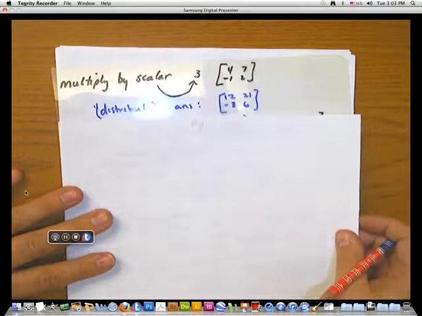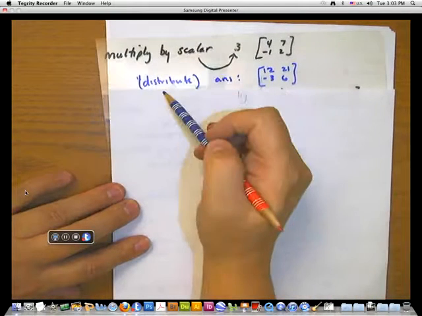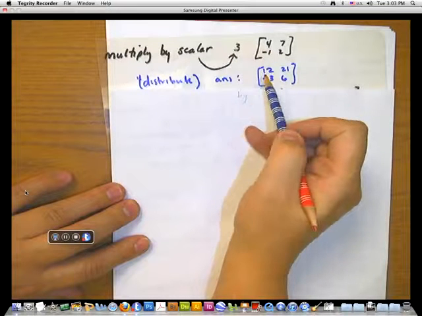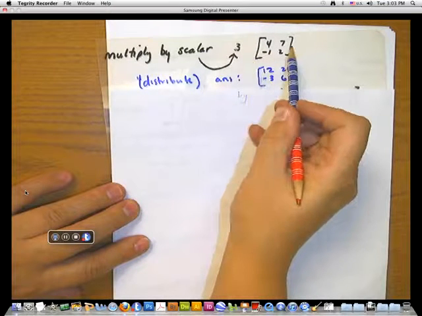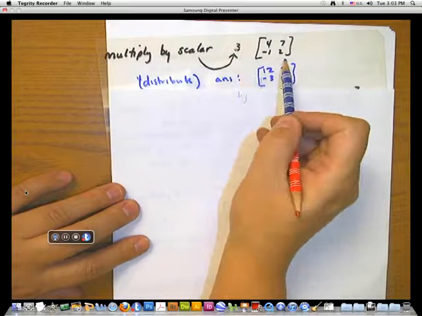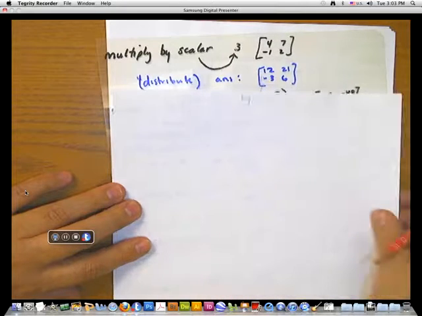When we're multiplying by a scalar, all we're really doing is distributing. We're going to take 3 times 4 and get 12. 3 times 7, 3 times -1, and 3 times 2. Distribute. And that's how we use a scalar.